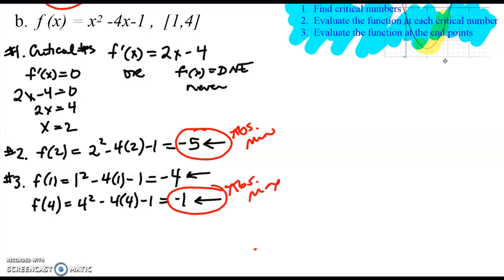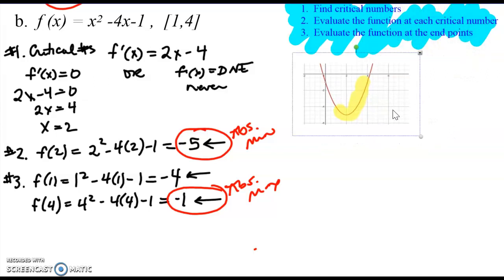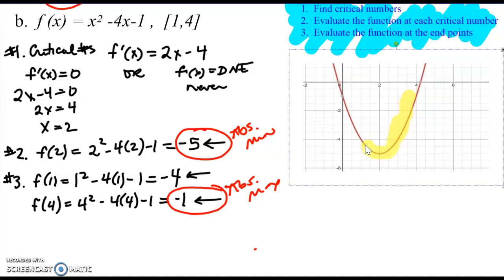Okay, now I did look on Desmos here. And this is the graph that we see of this parabola. And the highlighted part is the interval we're looking at, from 1 to 4. Now when I look at where it hits 1 here, that's the endpoint, negative 4, which is what we got. At 2, that's at the critical number that we found.